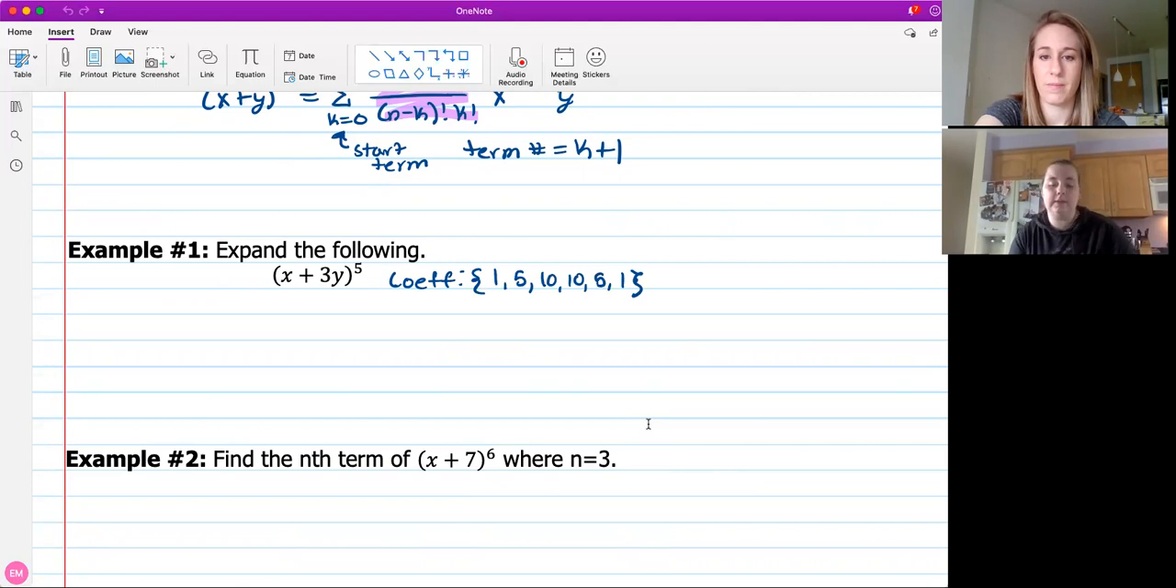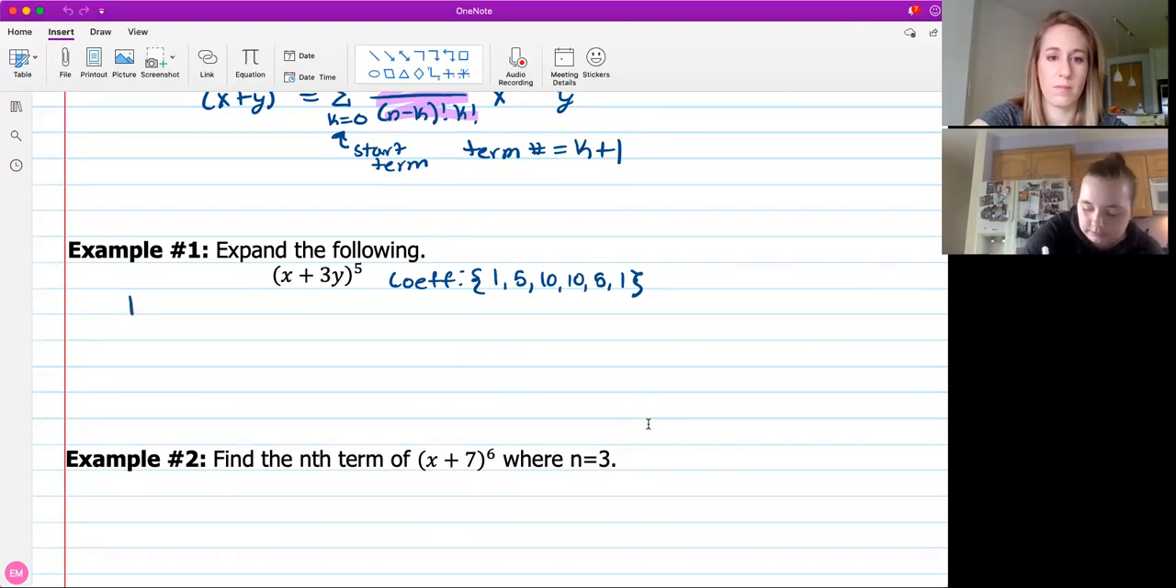So what you're going to do is just follow the pattern that we talked about up above. So we're going to take 1, and then we have x to the 5th, and then (3y) to the 0. And now if you know that (3y) to the 0 is just 1, you can leave that off. I'm going to just leave that in so that people can see what's happening in the pattern, but if you get it, you can totally leave it off. It doesn't really matter.